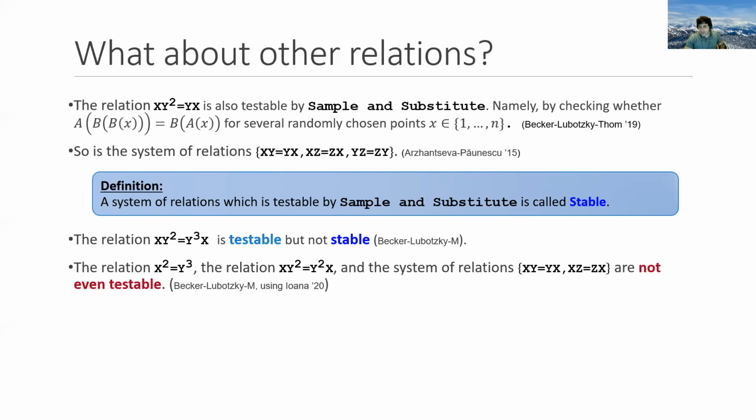We also show that some other relations cannot be tested by any algorithm. So this includes some actually rather simple examples. So the relation x squared equals y to the third, and also the relation xy squared equals y squared x, both of these cannot be tested by any algorithm. Also, the system of relations xy equals yx and xz equals zx, that is, we're given three permutations, and we need to decide whether the first one commutes with each of the other two, but y and z do not necessarily need to commute with each other. This is also not testable by any algorithm.